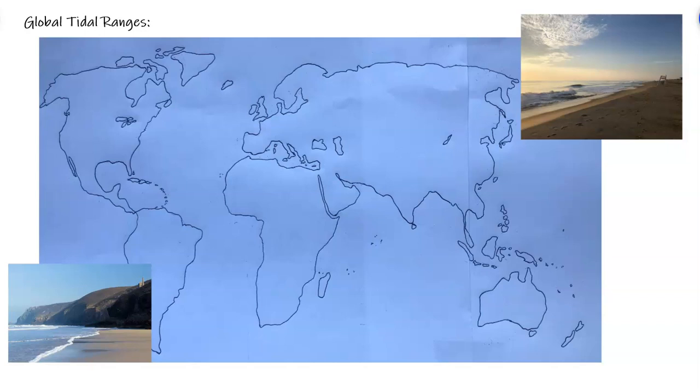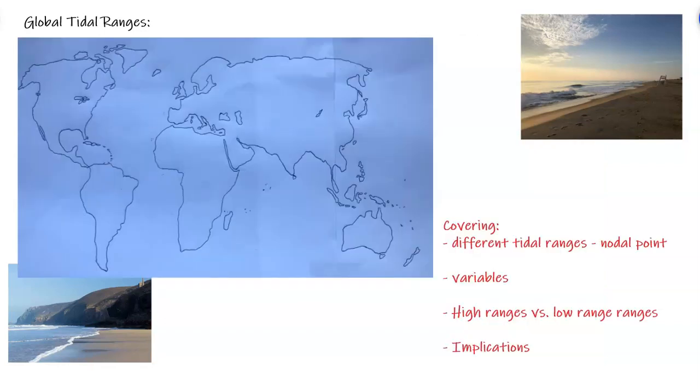So, where are the highest tides, lowest tides, largest tidal ranges versus the smallest tidal ranges around the world, and the implications? This video is going to cover why there are different tidal ranges and link back to the other previous videos on tides that we did.